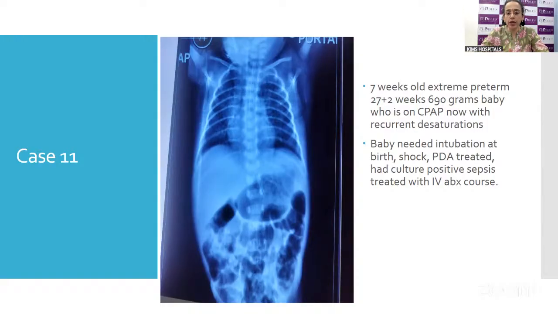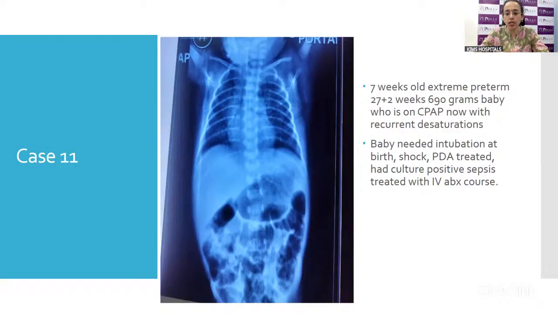Here we can see a baby who is 7 weeks old, extreme preterm, born at 27 plus 2 weeks of gestation with a birth weight of 690 grams. Initially the baby was on a ventilator, followed by extubation to NIMV, and now the baby is on CPAP with recurrent desaturations. The baby is otherwise well growing, tolerating feeds, with no history of feeding intolerance. But prior, there was a turbulent course with intubation, shock needing inotropes, treatment for PDA, and culture positive sepsis treated with IV antibiotics.